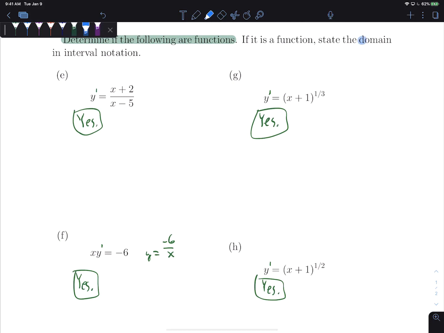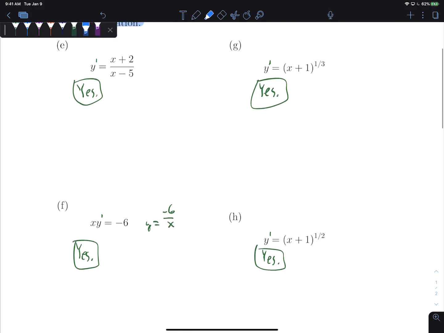Next, we're going to look at the domains for functions, also in interval notation. In this case, all of these are functions, so we have to find the domain for all of them. To do that, let's first look at letter E: y equals x plus 2 all over x minus 5.